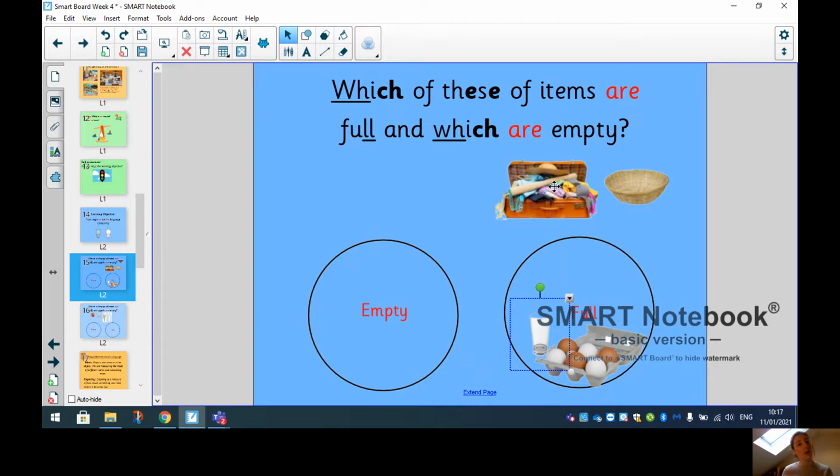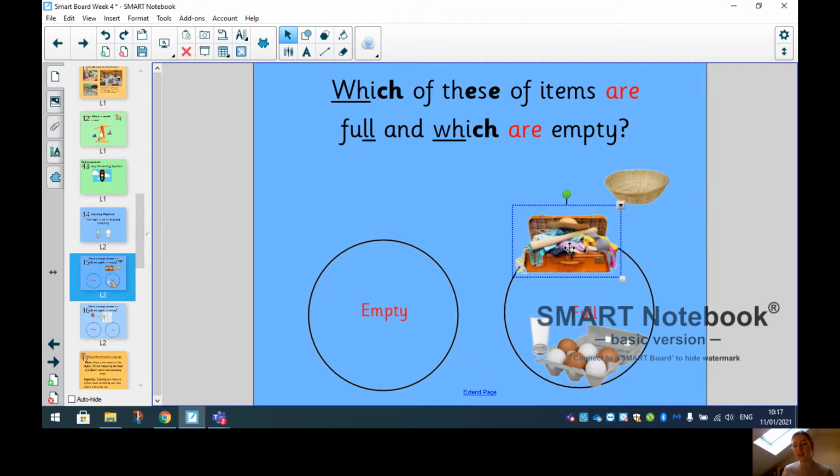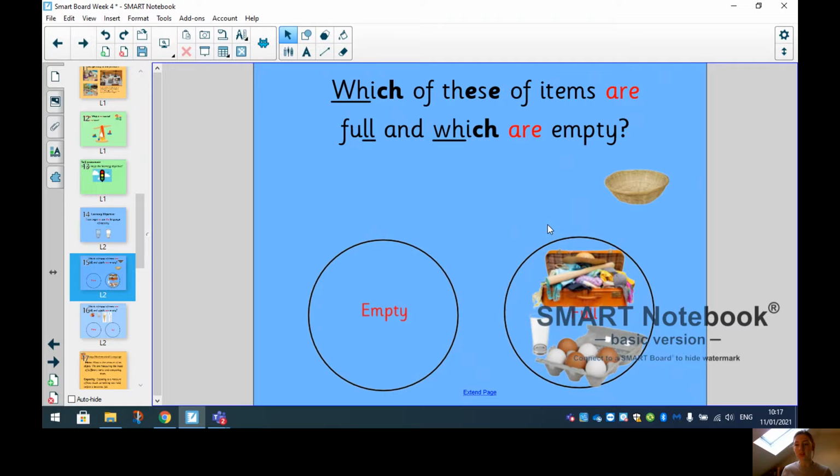Right, let's have a look at our next picture. Our next picture is a suitcase full of clothes. Let's have a look. Is the suitcase empty? Oh, is it full of clothes? That's right, it is full. So we would again drag it down here into our full circle. Well done. Let's have a look at the next picture.